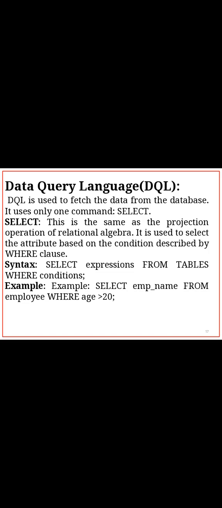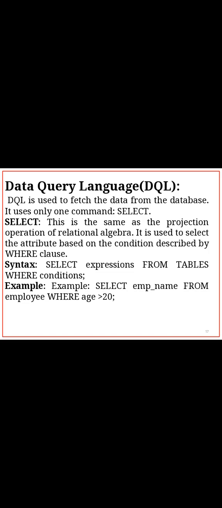Next is data query language, in short DQL. DQL is used to fetch the data from the database. It uses only one command, that is select. Select is the same as the projection operation of relational algebra. It is used to select the attributes based on the condition described by the where clause. This is the syntax we can use for the select statement: select expression from table where condition. This is one example of how the where clause works.